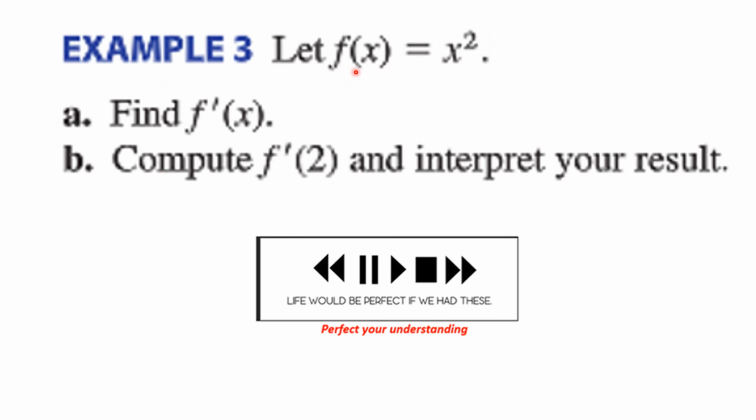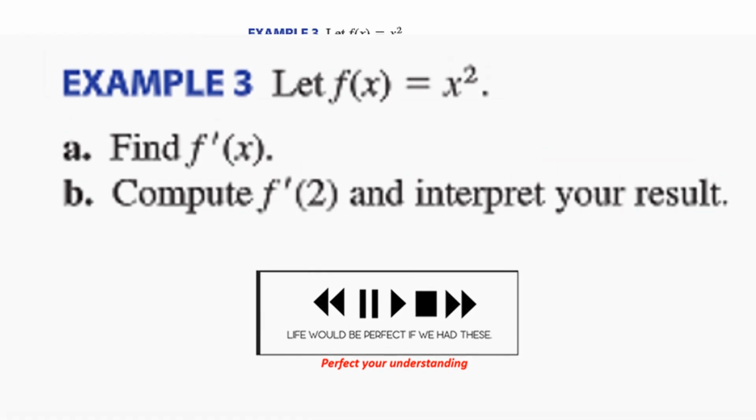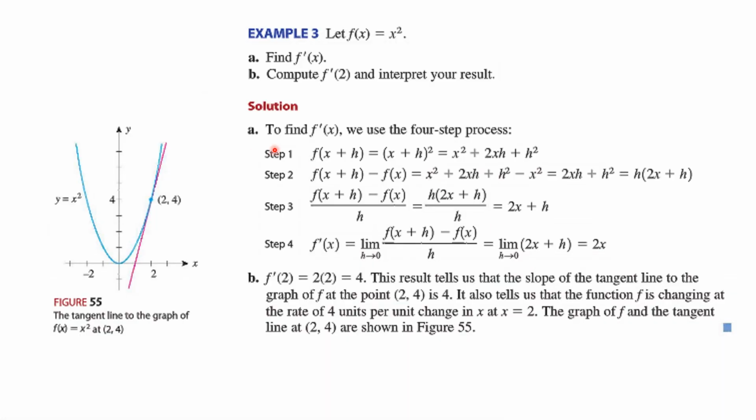Here's another problem for you to consider. This time y equals f of x equal x squared. You are this time to compute first f prime of x using those four steps, and then you compute f prime of 2 and interpret your results. 1, 2, 3. You know what to do? Let's see how you did. So we use the four steps again.